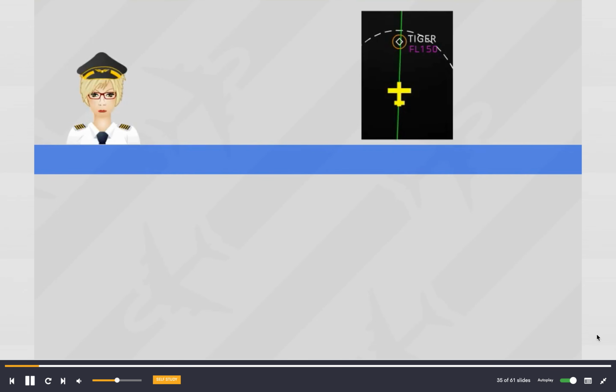Here is a test for your memory. What does this amber circle around the waypoint show?